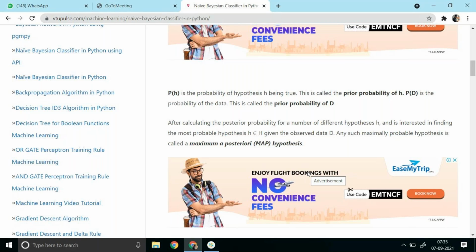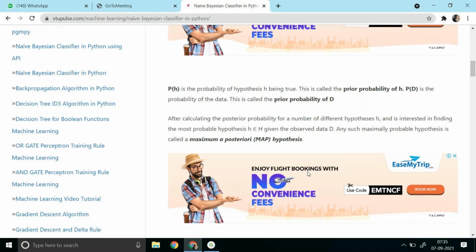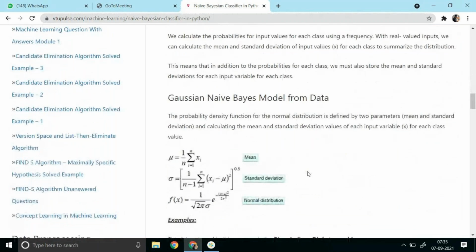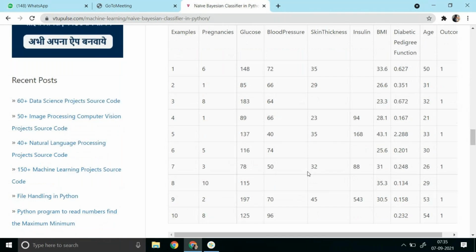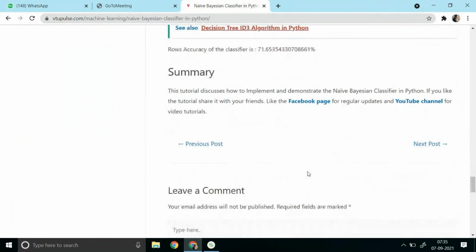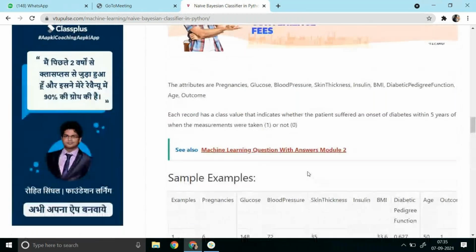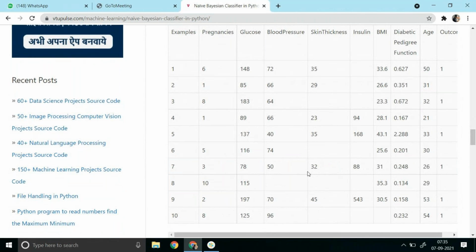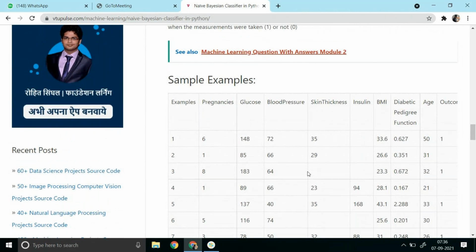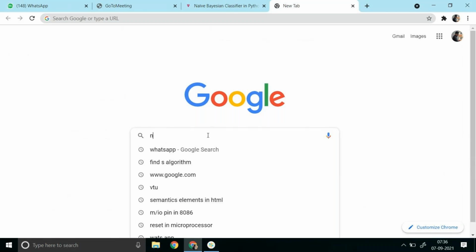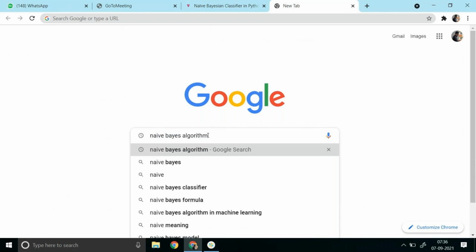So you know what probability is? Probability is the possibility of a particular outcome of an event. We'll take one example here. If you see this data set, they have given pregnancy 6, glucose 140, and some values, and we have to see the outcome. Let me take a simple example first so that you will understand. This is a classifier algorithm.